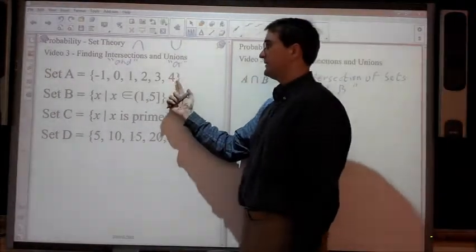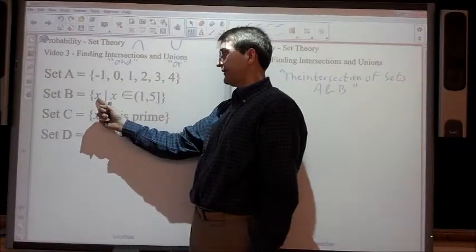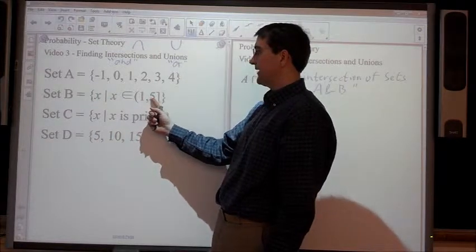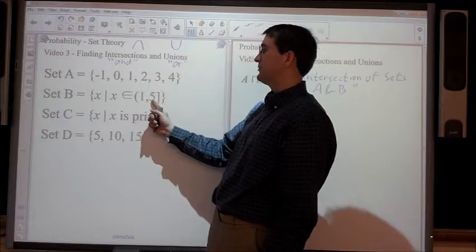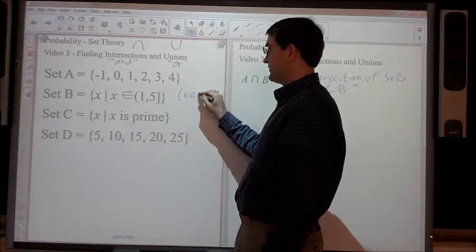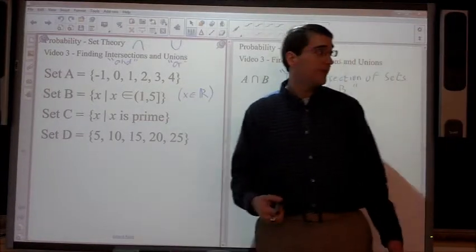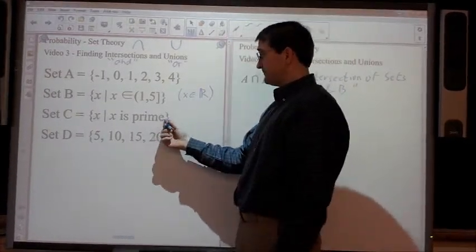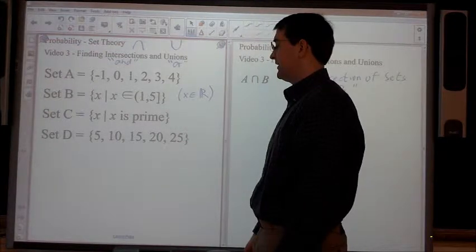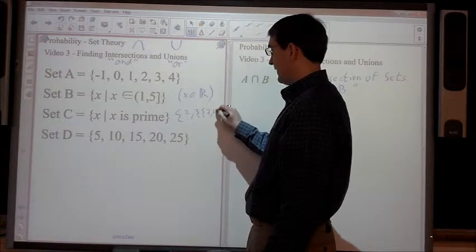Set A is the discrete list of integers, -1 through 4. Set B is the set of all x such that x is an element of the interval 1 to 5, not including the 1, but including the 5. The implication here is that x is also a real number. If it doesn't explicitly say that, then we assume that is the case. And set C is all x such that x is prime. The set of prime numbers would be 2, 3, 5, 7, 11, and so on. You know what prime numbers are.